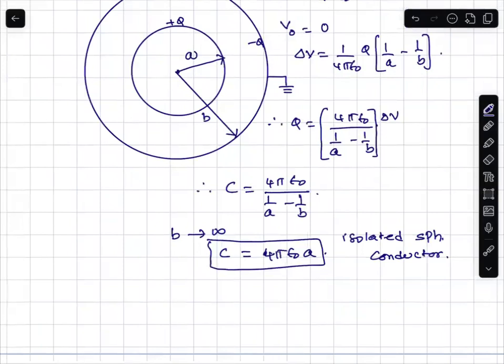Any doubt till this point? So what I am doing, please try to understand: I am trying to find the potential difference, and I am trying to find a relation between charge and how it is related to potential difference. Till this point, any doubt? Very clear?